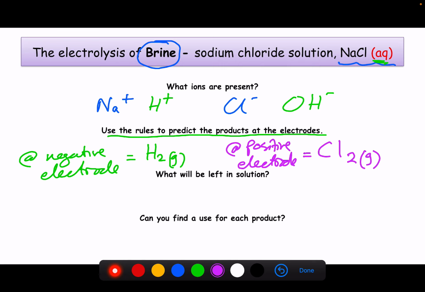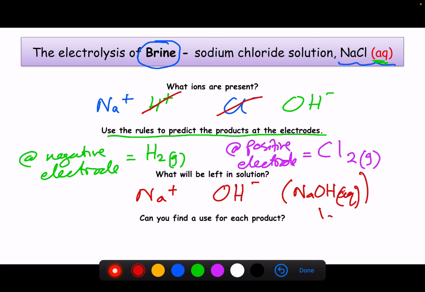What will be left in solution? Well, I've used up those, I've used up those. So still in solution will be sodium ions and hydroxide ions. We can show that with the formula NaOH, sodium hydroxide. And certainly you could find an important use for each of these if you did a bit of research on the web. I'll give you some uses for these though in a moment.